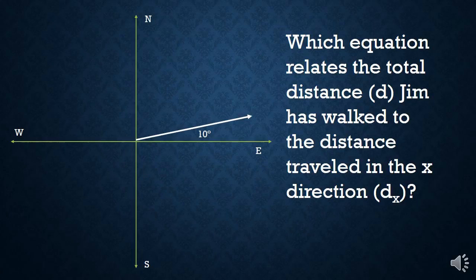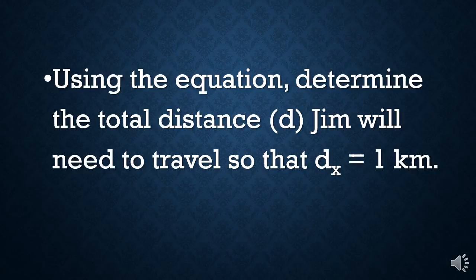And we want to figure out how far along this vector Jim will have to go before he is 1 kilometer east. So which of the equations below relates the total distance Jim has walked along the road to the distance traveled in the x direction? We're going to make the total distance along this vector d, and the distance traveled in the x direction would be d sub x. Using that equation, go ahead and determine the total distance d that Jim will need to travel so that d sub x equals 1 kilometer.